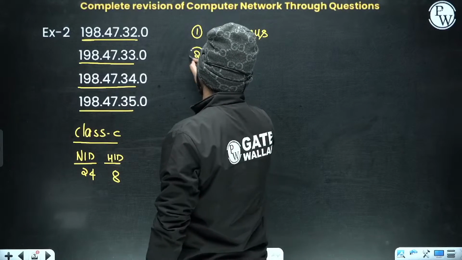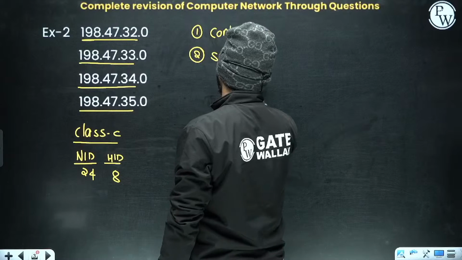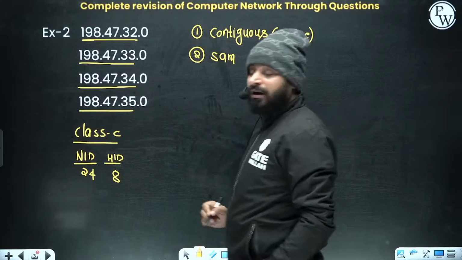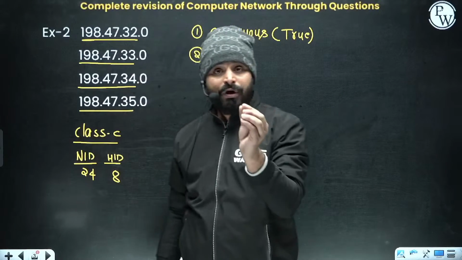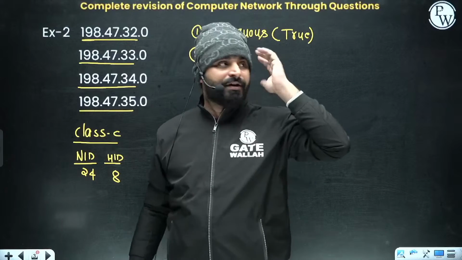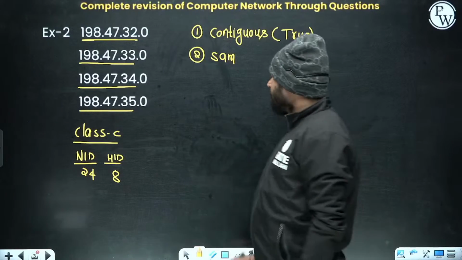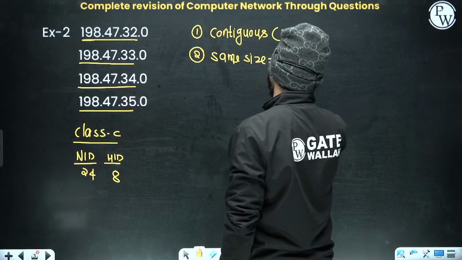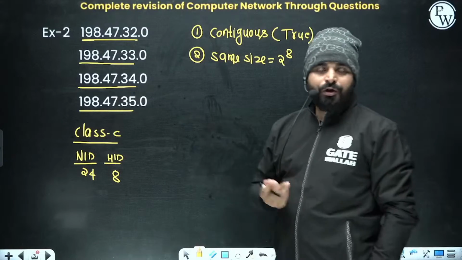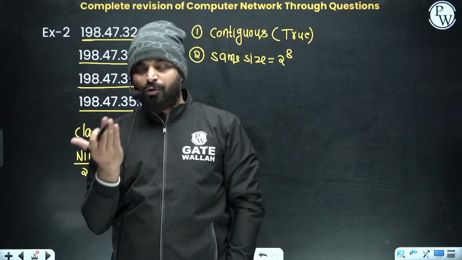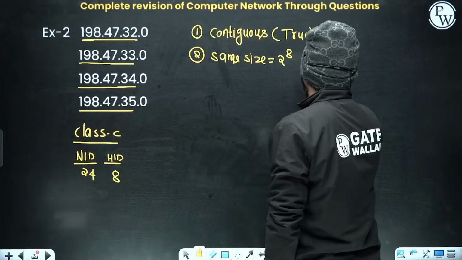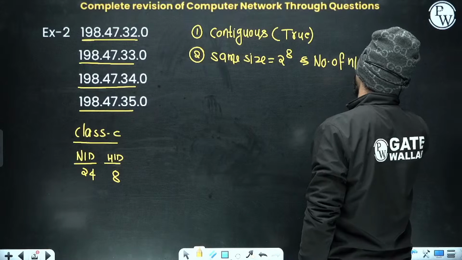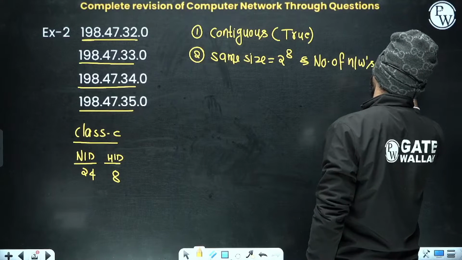Now what is second here? Second is same size. Contiguous is true now. In classful addressing, we have to check the network ID 24 bits, so we focus only on the first 3 octets. Same size: yes, 2 power 8, because class C has 8 host ID bits. So the number of IP addresses in one network is 2 power 8, and the number of networks is 4, which is 2 power 2.